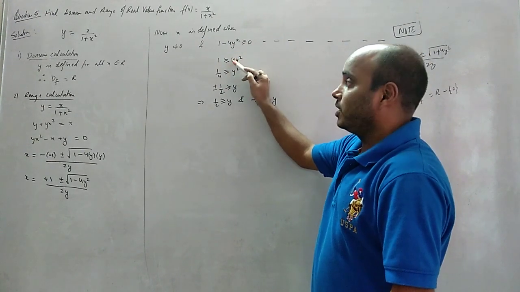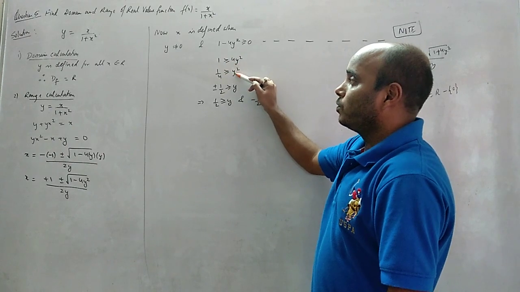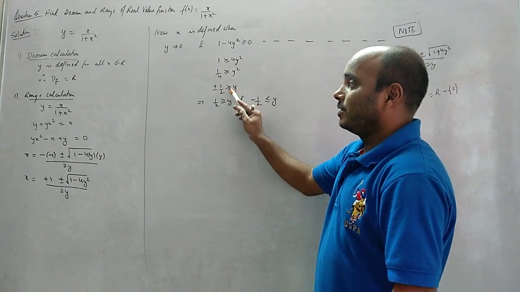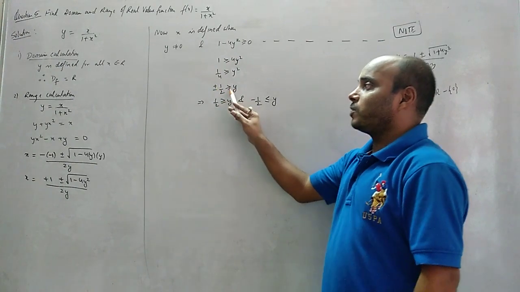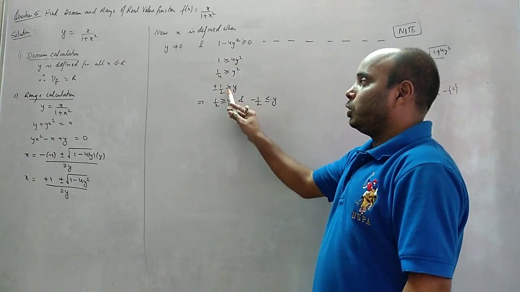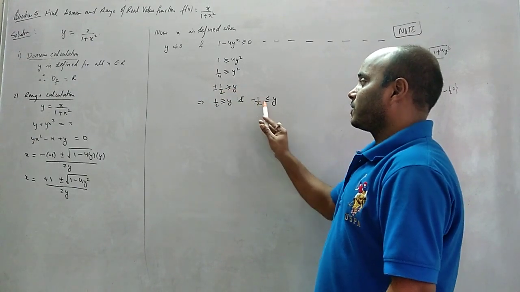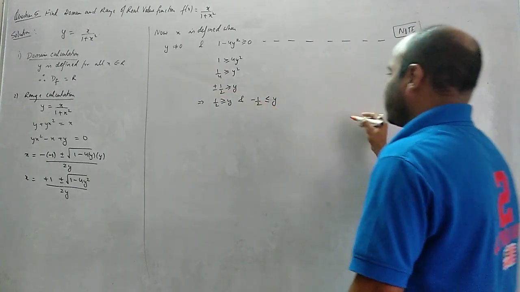We can shift that constant to this side. So 1 by 4 is less than or equal to y square. Square will convert into root, it becomes plus minus half. Now see, when we have plus minus in the inequality, when we take the plus sign, the inequality remains the same, and when we take the minus sign, the inequality reverses. Okay, now check this in rough.